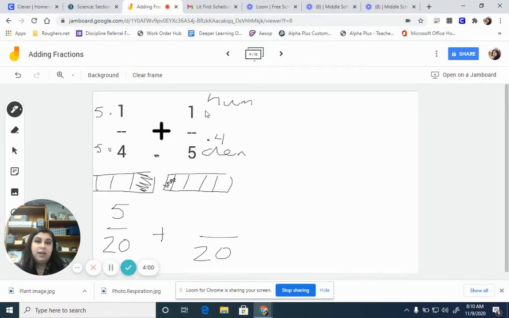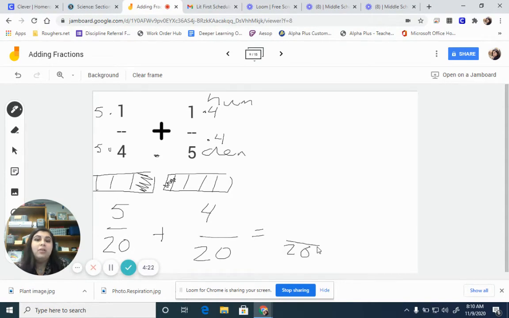And then I'm also going to have to multiply that numerator by 4, because whatever I do to the bottom, I do have to do to the top to make it equivalent. So 1 times 4 is 4. Now, I'm going to keep the denominator the same. Now I can actually do the adding. So I'm going to keep the denominator the same because it's the same denominator.